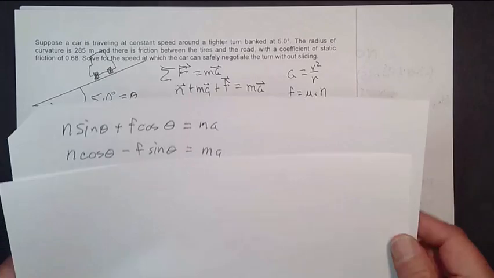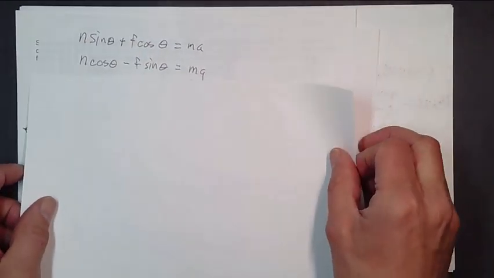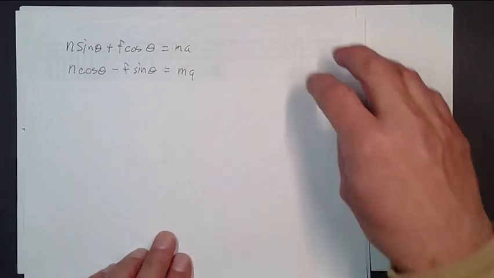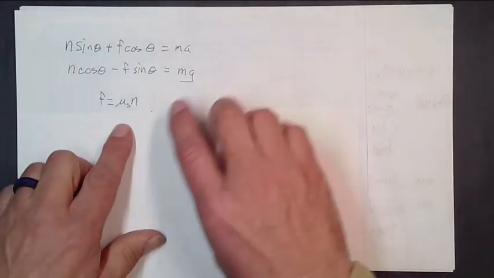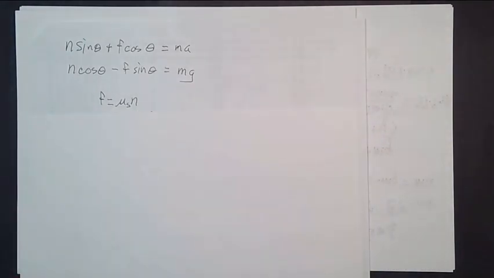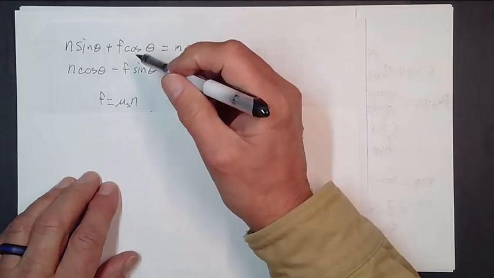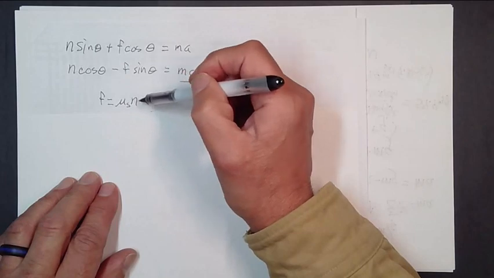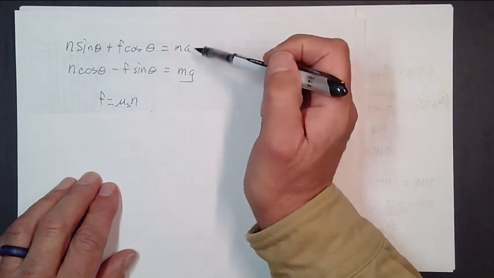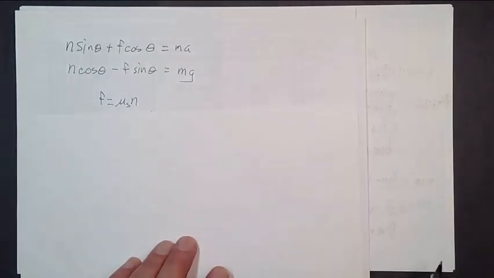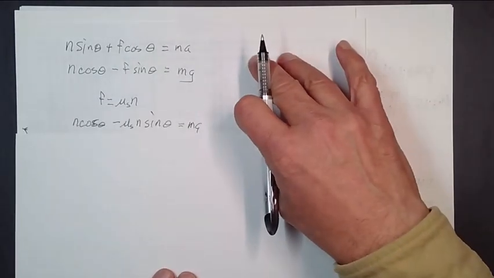First thing I'll do is just reproduce those two equations right there, and then make note of the fact that the frictional force is mu sub s times n. So we've got these two equations here that look a little bit inconvenient, but I can replace the f's with mu sub s n, and then I've got things in terms of n and other stuff. So it'll simplify by quite a bit.